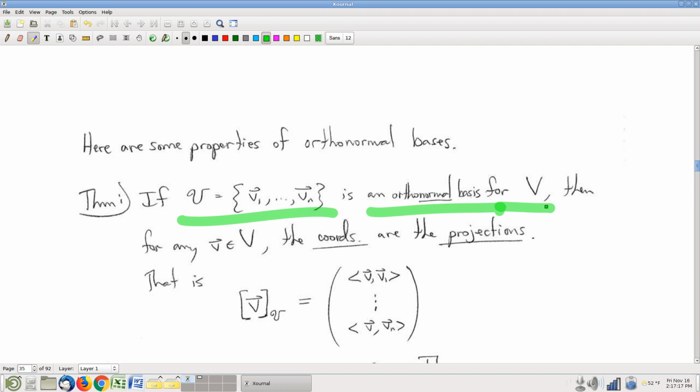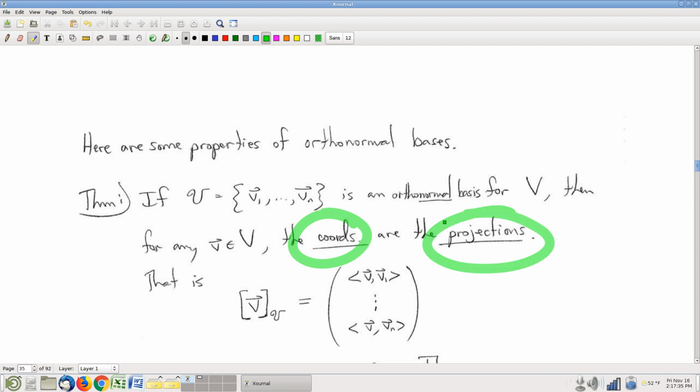Otherwise, you need to figure out, hopefully it's stated somewhere, you need to search and figure out where is the inner product. Okay. All right, so here's the neat fact. Orthonormal basis: coordinates are equal to projections. Now, let me talk through what this means.